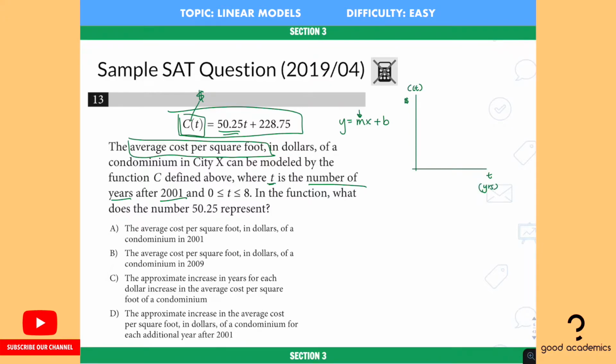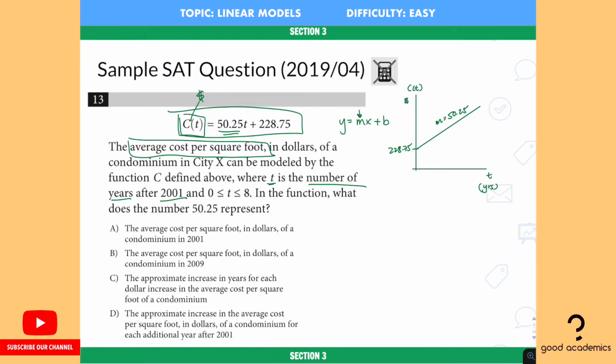Okay, so what we're saying here is that this graph is going to look like this, and this is going to be $228.75, and there's a slope right here. The slope is 50.25. Now, if you're able to come up with the shape of the graph, an image of the graph, this will be very helpful. And this is the key point here. The question is not going to ask you to graph, but you have to be ready to imagine what the graph may look like so that you have a much easier time to interpret.